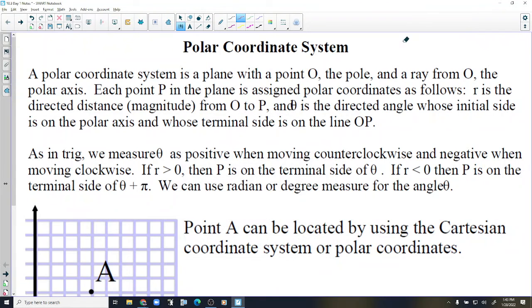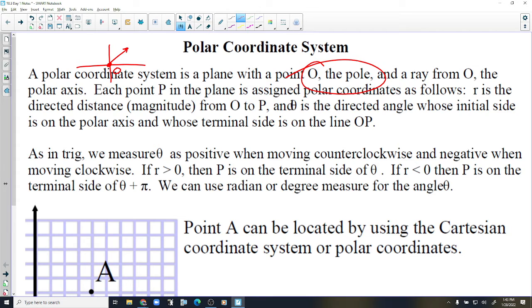Recording. All right, polar coordinate system. A polar coordinate system is a plane with a point O called the pole. So you have the origin, really, it's the origin. So there's the pole, and a ray from point O to a point, the polar axis.